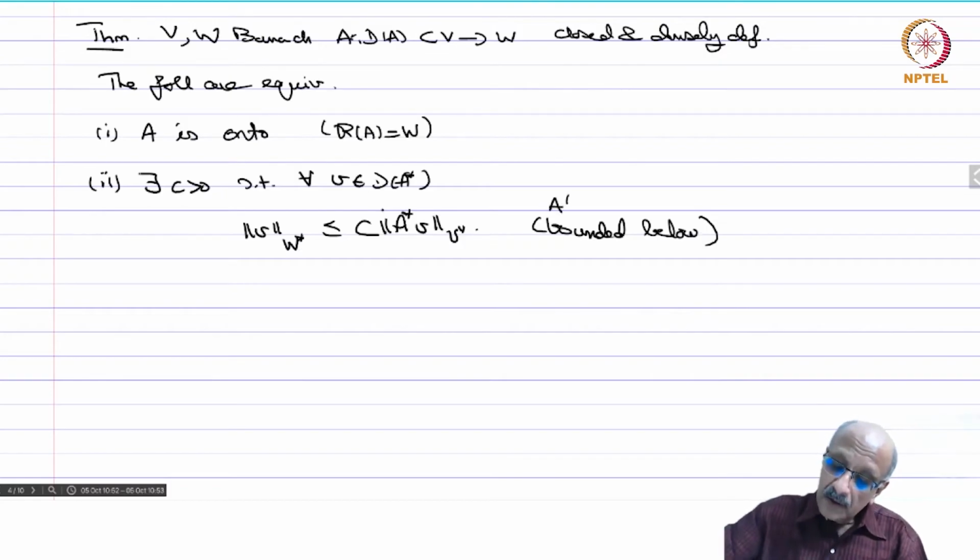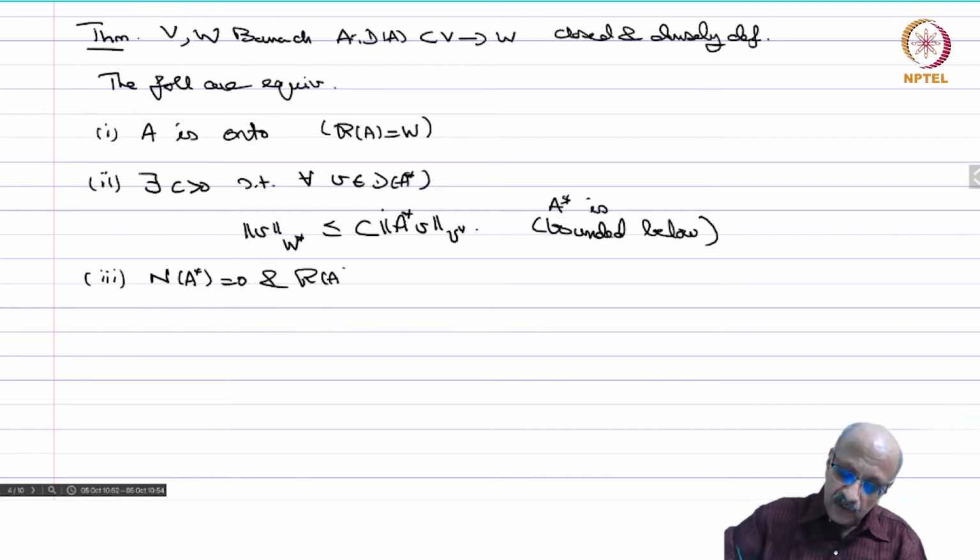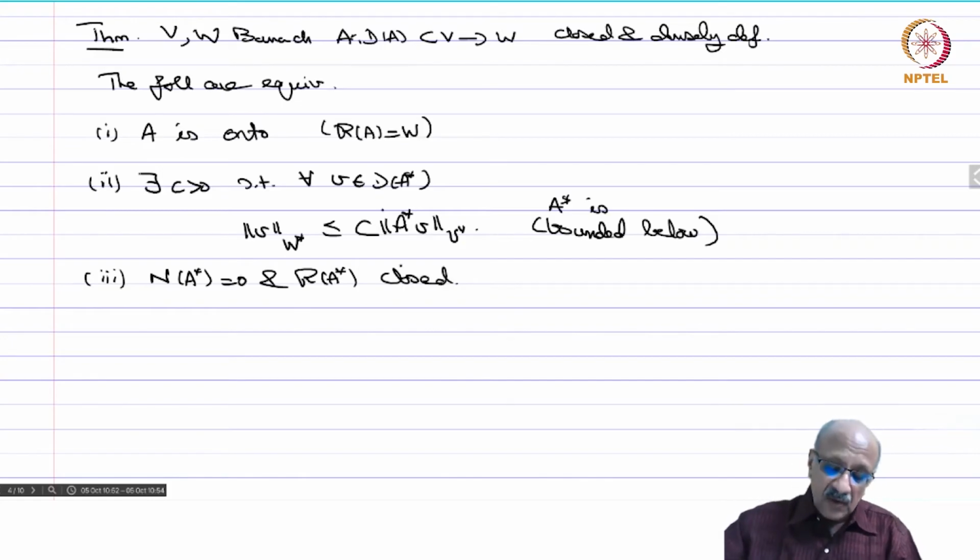A star is bounded below. That means you have a constant going in the opposite direction of the usual thing. Bounded means norm of A star V is less than C times norm V, but here you are having norm of A star V bigger than a constant times norm V, and that is called bounded below. Three, you have that null space of A star is 0 and range of A star is closed. So these are characterizations of a surjective map.